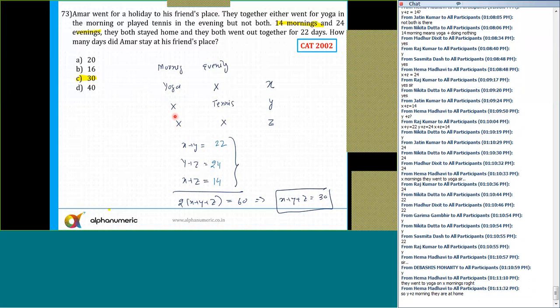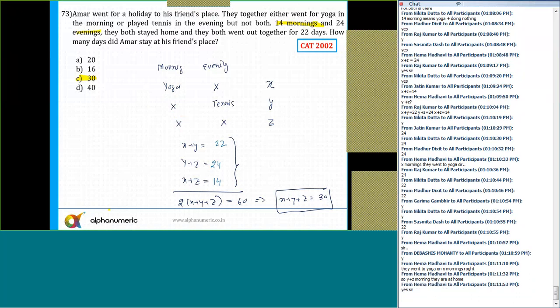In the morning, they are either doing yoga, or they are staying at home and doing nothing. It says on 14 mornings, they both stayed home. How can they stay home? Either they are doing the yoga or they are doing nothing. Please tell me yes or no. So that's why it is X plus Z. Clear now?